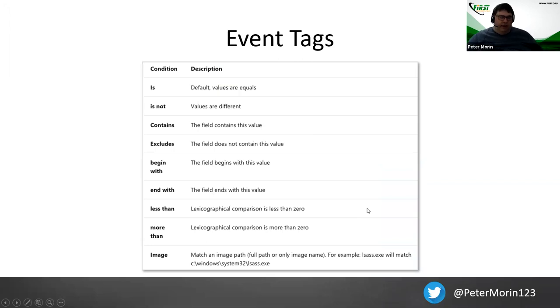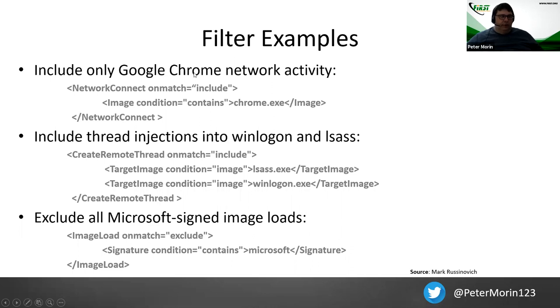And in that configuration file, I can use a number of various event tags. So, you know, the typical things you'd see like is, is not, contains, excludes, begins with, ends with, less than, more than, image. So you can be very specific if you're looking for EXEs and you want to be very specific as to what you're looking for. You can specify that using these event tags. A good example: include only Google Chrome network activity, as I showed you before. Network connect on match include, image condition contains chrome.exe. Include thread injections into WinLogon and LSASS if you're looking for pass the hash. You know, create remote thread on match include, and you're only looking for target images of LSASS and WinLogon.exe.